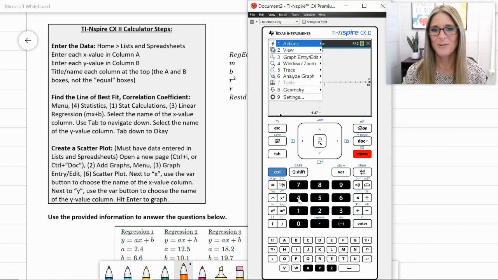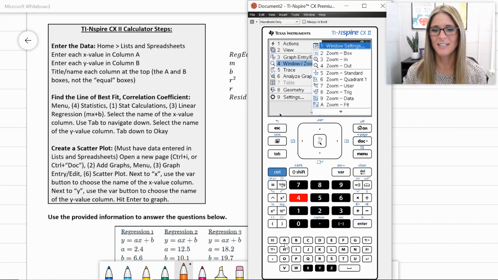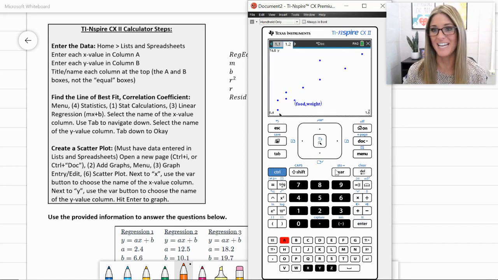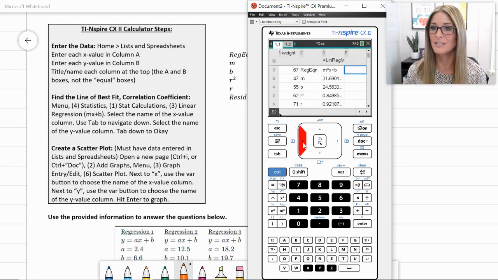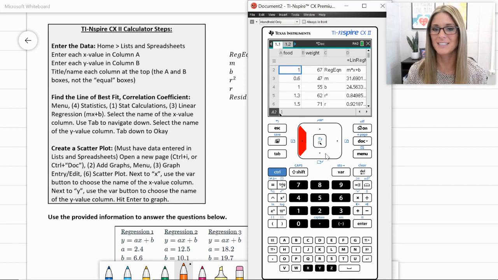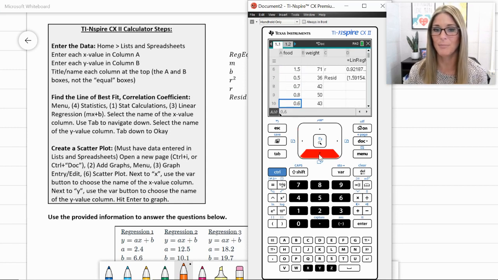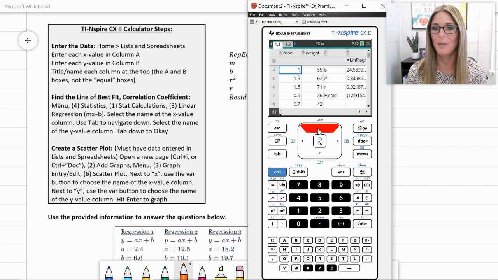I'm going to do menu, zoom fit, see if we can get a better picture on our graph, and there it is. How cool is that? There's your scatter plot that you made. You can do control and arrow left, and that takes you back to that list and spreadsheets that you made, and you could double check your food and weight list there. This is a random example I pulled for our notes about a puppy dogs, how much food they ate, and the weight of the puppies.